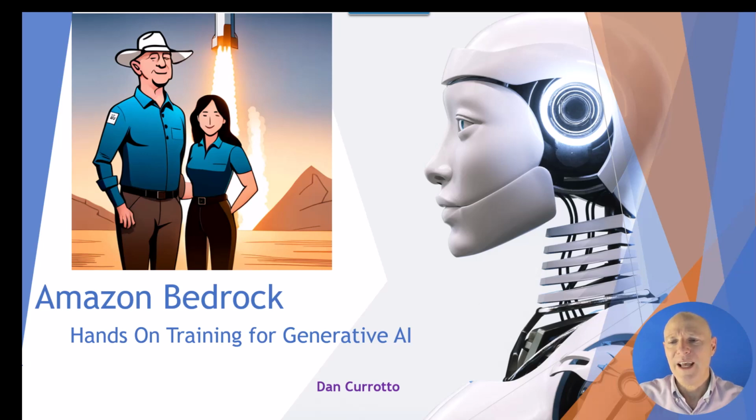As you probably guessed, on the left, this is an animated image of Jeff Bezos and Lawrence Sanchez standing in front of Jeff's B-4 rocket, and Jeff's wearing his cowboy hat. I created this image using Bedrock.